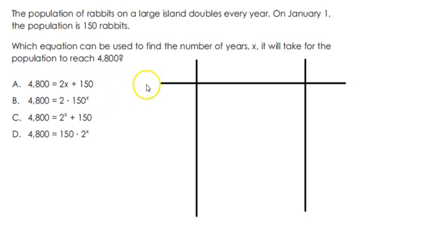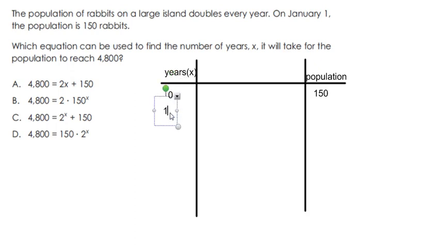So we have years. We'll start with that because years is X. And we know the first year, on January 1st, the population, which will be our answer, is just 150. That's what we start off. Actually, that's probably not even year one because it doubles every year. So we really want, that's not even after the first year.